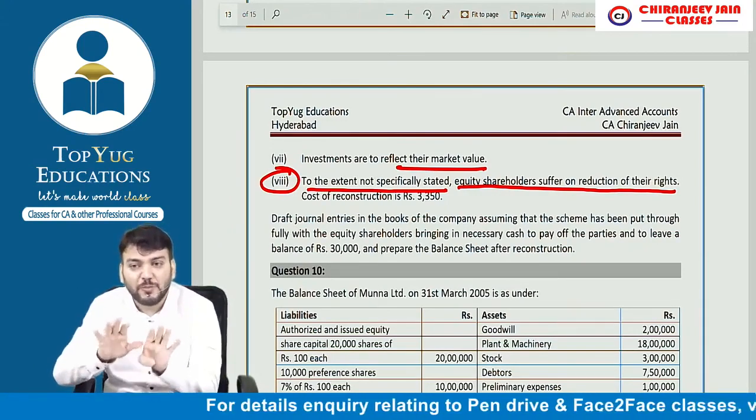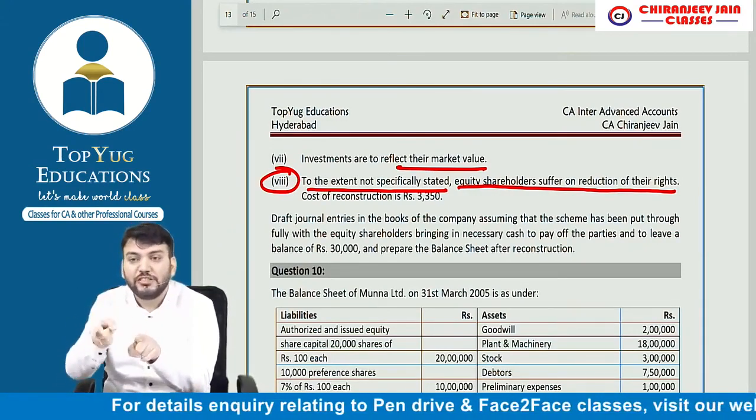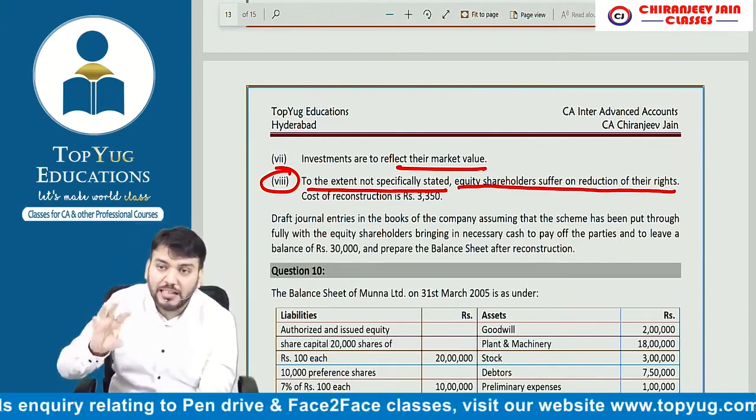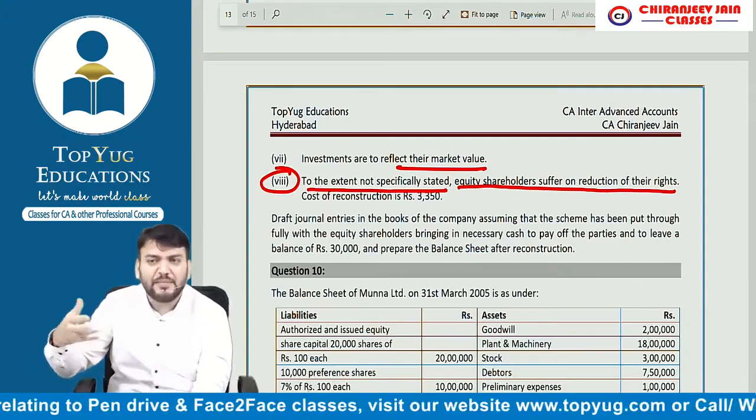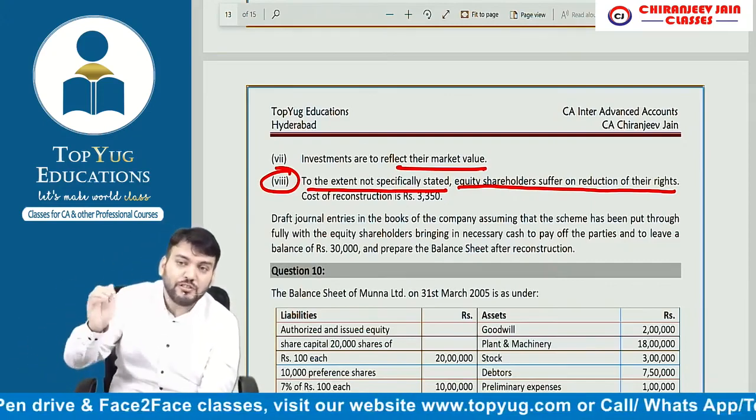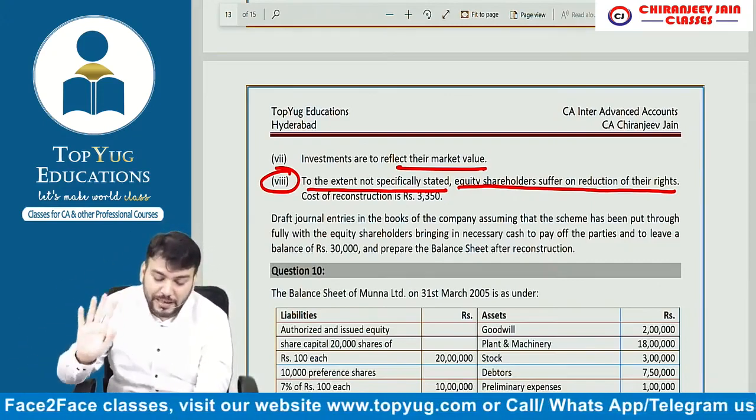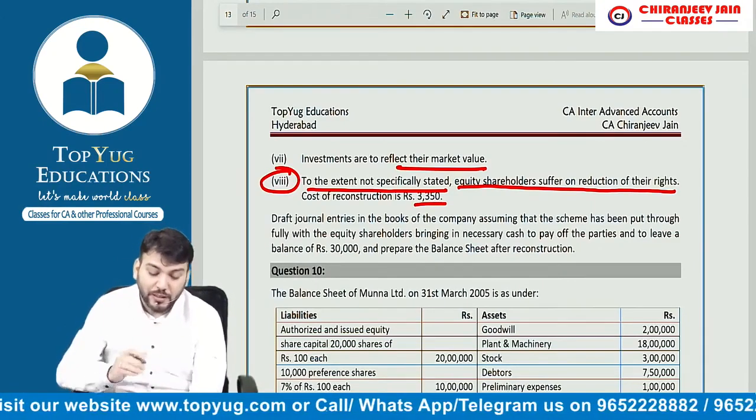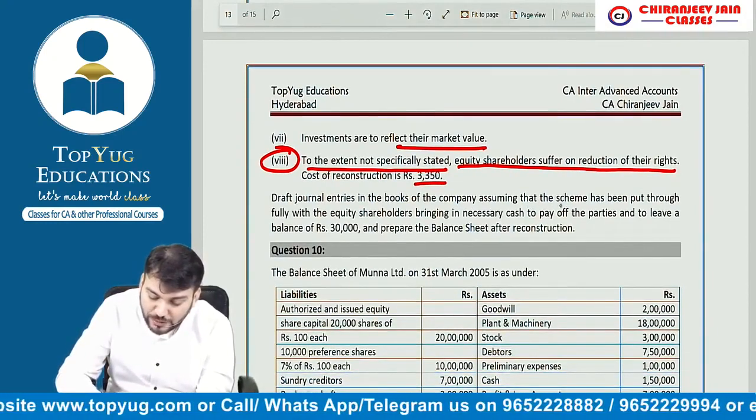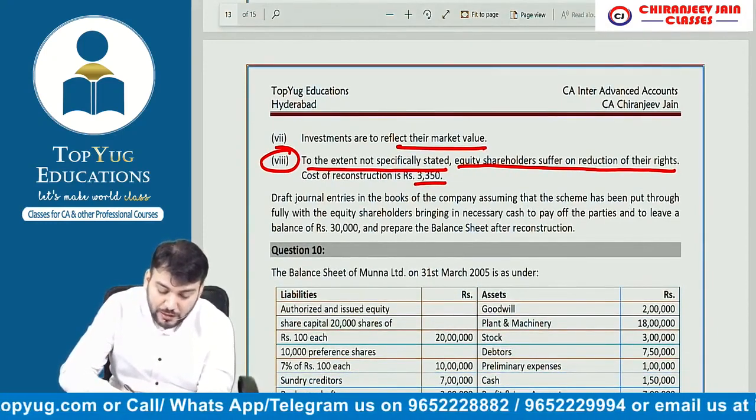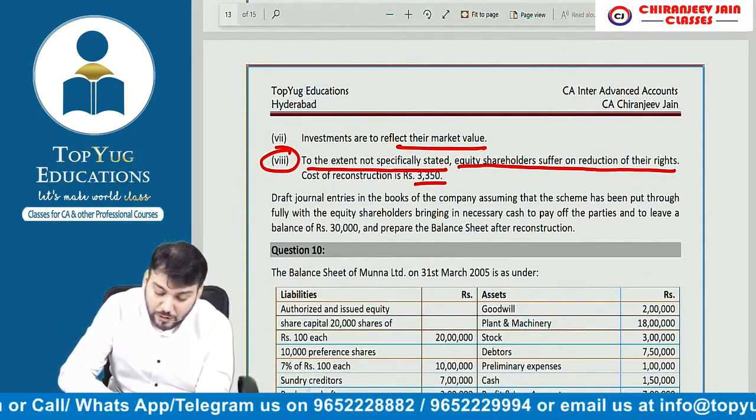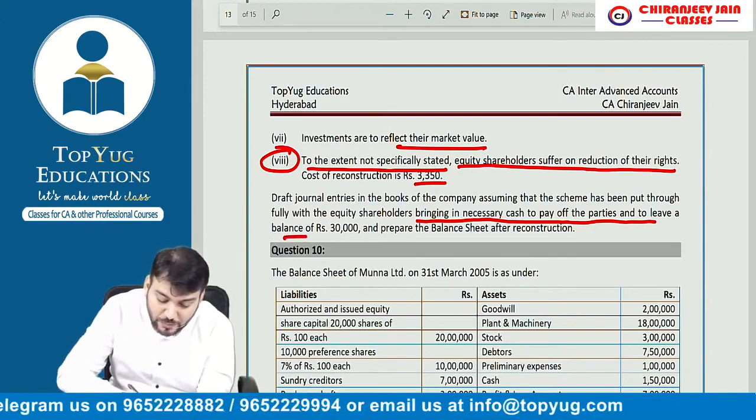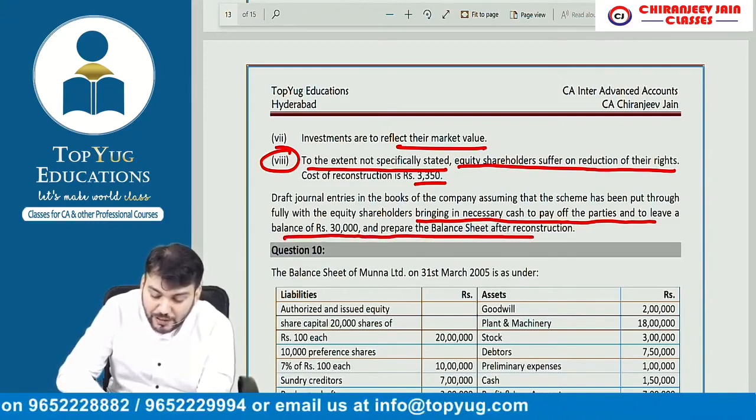It means they have not specifically mentioned कि how much equity shares are going to reduce, but in this question we need to prepare capital reduction account, and any deficit will be written off by reducing equity share capital. Cost of reconstruction is 3350. Draft journal entry in the books of company assuming the scheme has been put through fully with the equity shareholders bringing in necessary cash to pay off the party and to leave a balance of 30,000 and prepare the balance sheet after reconstruction.